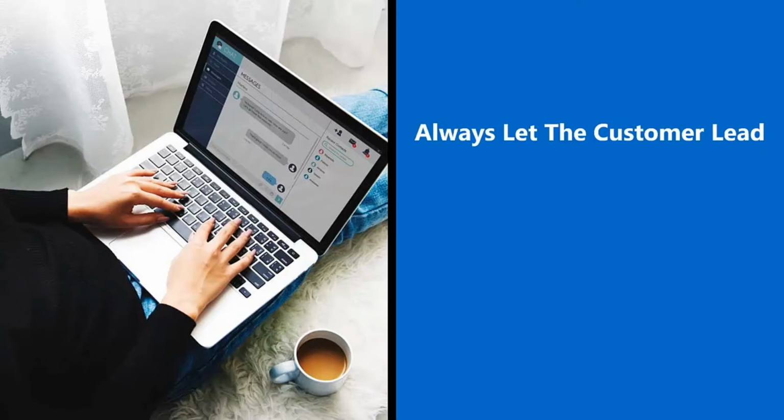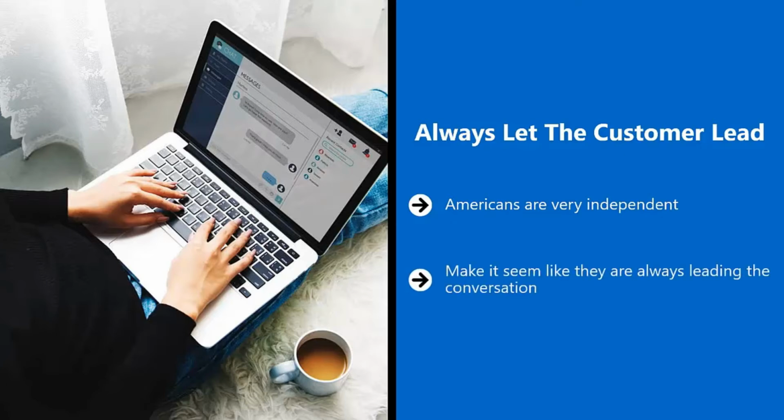Always let the customer lead. Americans are very independent. The same applies with Western Europeans. So it's really important to make sure that they lead the conversation. While we all know that the main reason they're at your Facebook page in the first place is because you called them to action, you can't rub their faces in it. Make it seem like they're always leading the conversation. Never take the lead. Always follow up. In other words, make the deal or the engagement look like their idea.